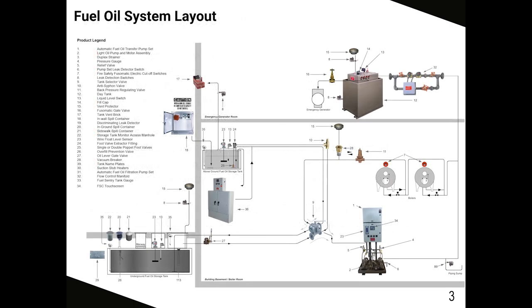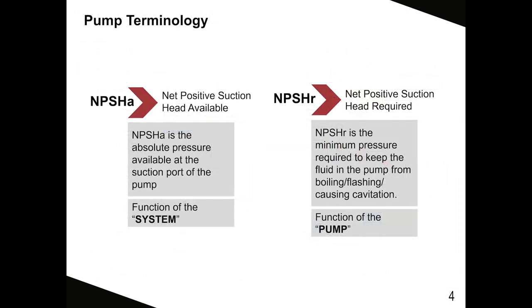This slide pictures most of the equipment that you might find in a fuel oil system and is a good roadmap. Here we can see underground tanks, above ground tanks, and their ancillary equipment. Some specialties you may not find in chilled or hot water systems, such as item 10, an anti-siphon valve, item number 9, a tank selector valve, and item 27, a fire safety lever gate valve, which will be discussed in more detail later. Probably the most critical aspect of a fuel oil system is getting the oil to the pump.